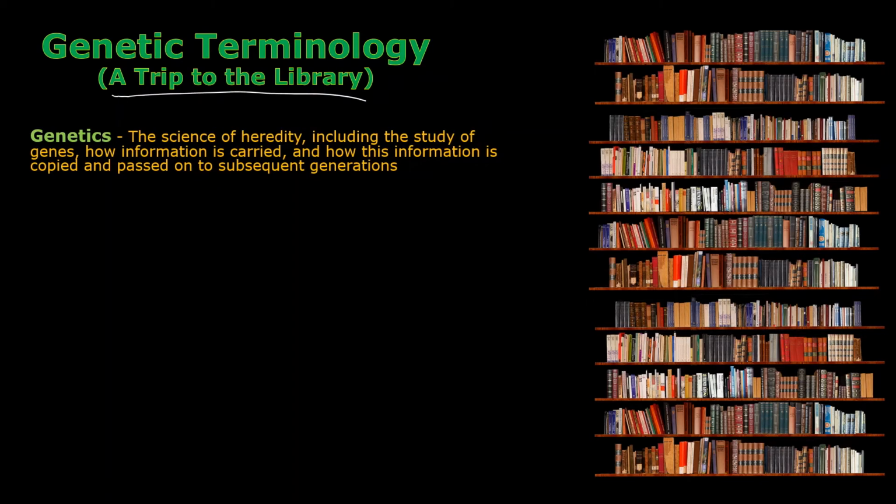So the concept of genetics. Now you can read that on your own, I'm sure. The science of heredity, including the study of genes, how info is carried, and how this info is copied and passed on to further generations. Now, if you want to sum that up very, very quickly, I see a very key word, and it's repeated. So I'm going to circle it. Info. Info. Genetics is about information.